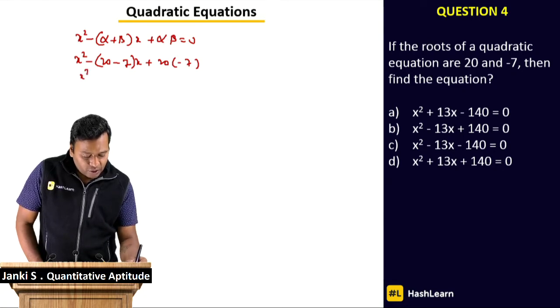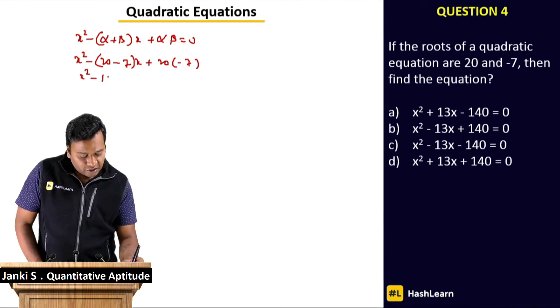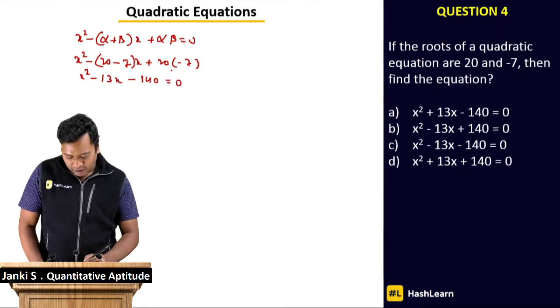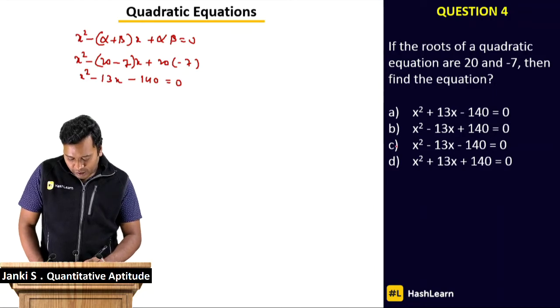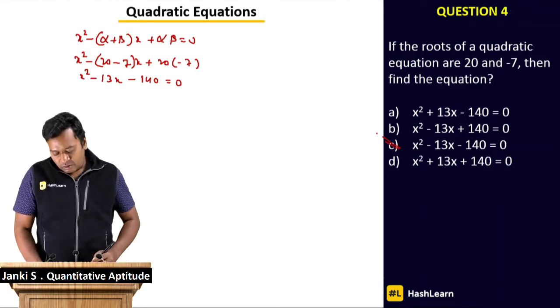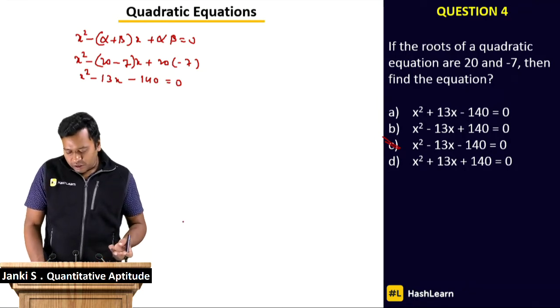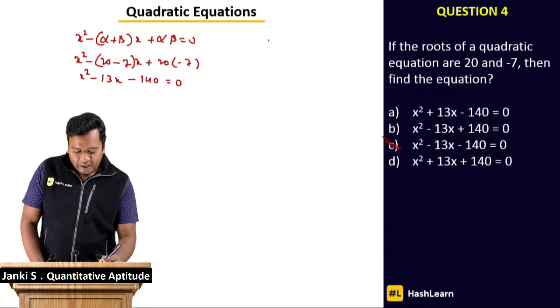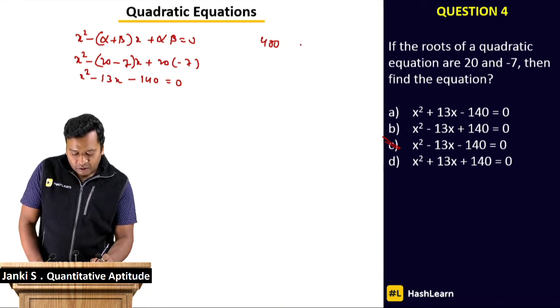So x square minus 13x minus 140 is equal to 0 will be the representation here. So that's nothing but x square minus 13x minus 140. The other thing you can do, you can directly insert the value 20. So let's insert 20, x square becomes 400, right? I have these terms only. Then 13 into 20 is nothing but 260 and 140.